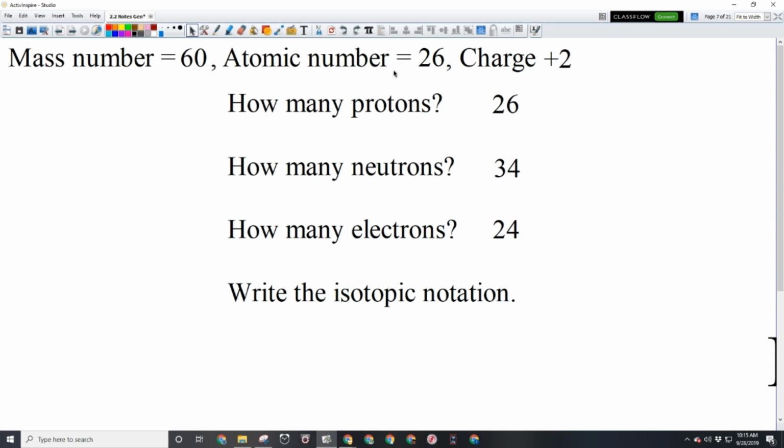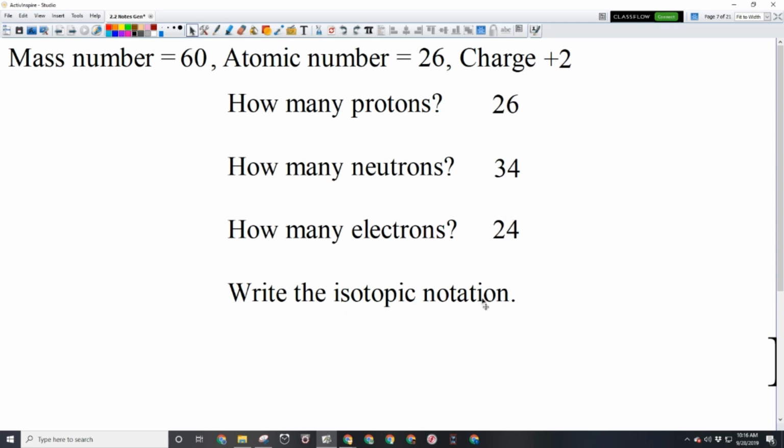How many electrons does this have? Well, in a neutral atom, it's got the same number of electrons as it does protons, so that would be 26, but this has a charge of +2. When you have a positive charge, it has lost electrons, because remember the protons are positive, so if you lose those negative charges, you're going to have an overall positive charge. So if we lost 2 electrons, 2 from 26 is 24. So it has 24 electrons.